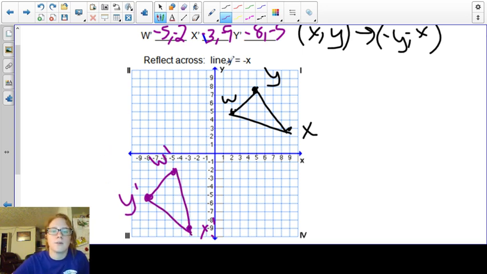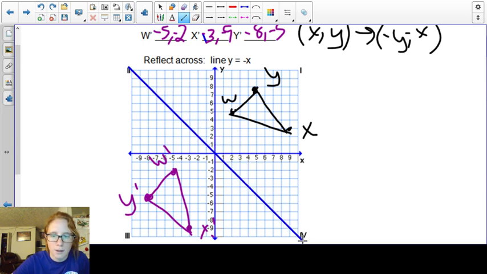Again, you can see the reflection line. We reflected across that line. Notice how y was over here and is now all the way down here.